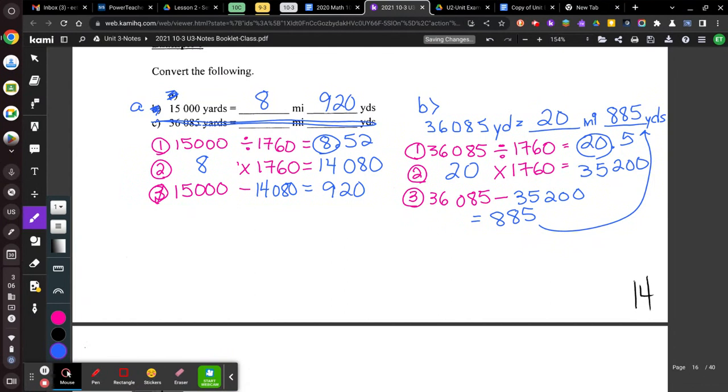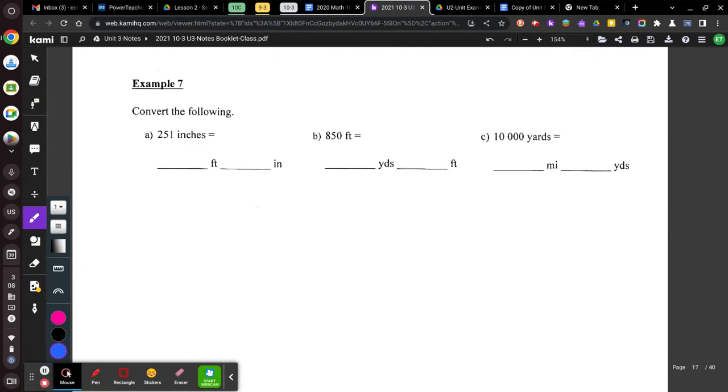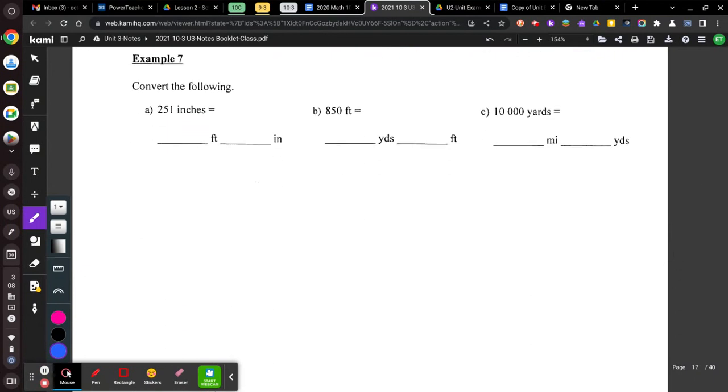Okay, we have 3 last quick examples to complete the lesson. Here we go. This one, we're going inches to feet.